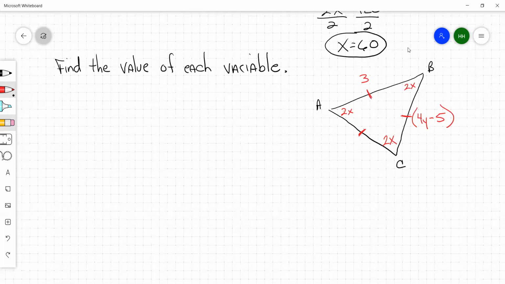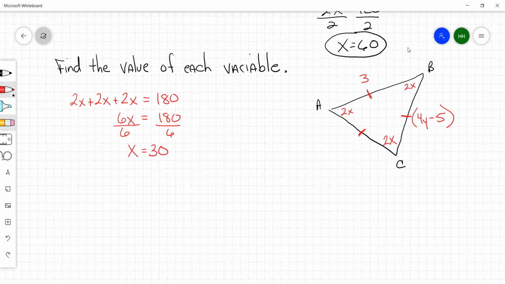So if we solve for x first, we've got a 2x plus a 2x plus a 2x that has to equal 180. So if we combine like terms, 6x equals 180. We divide by 6, and x is equal to 30. So there's one of your variables.